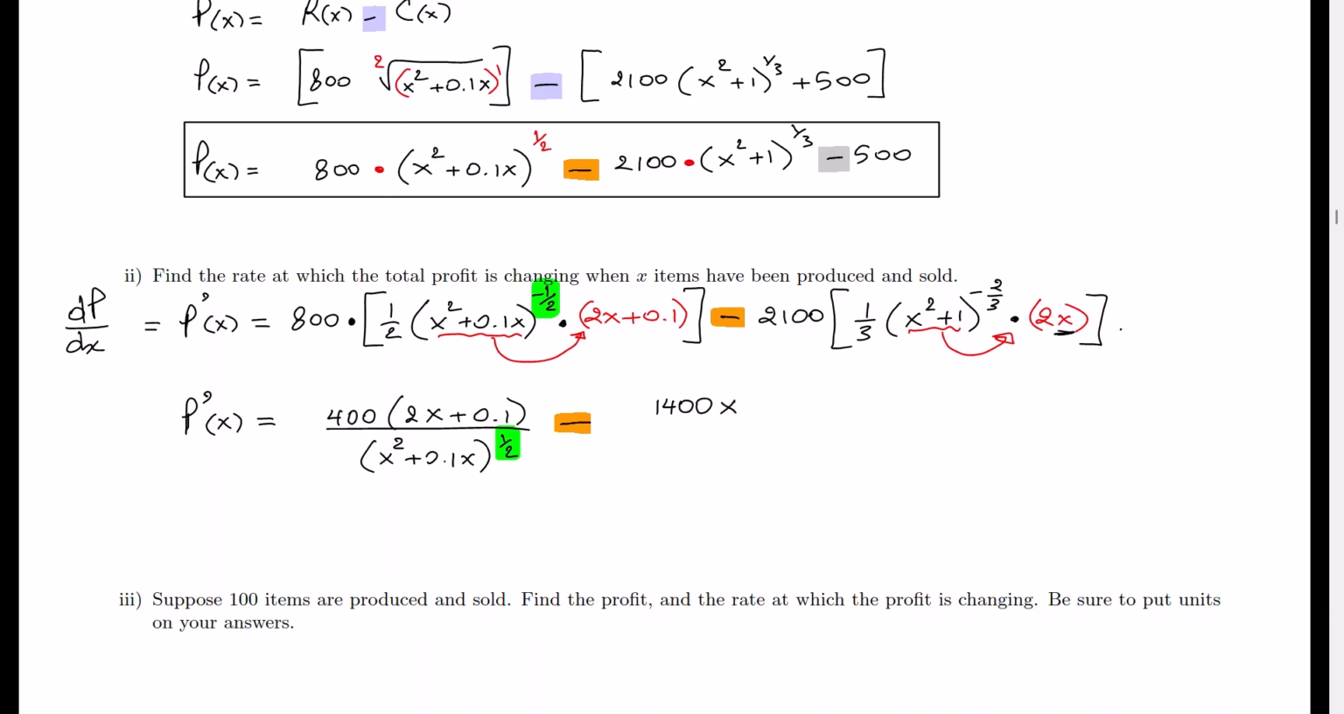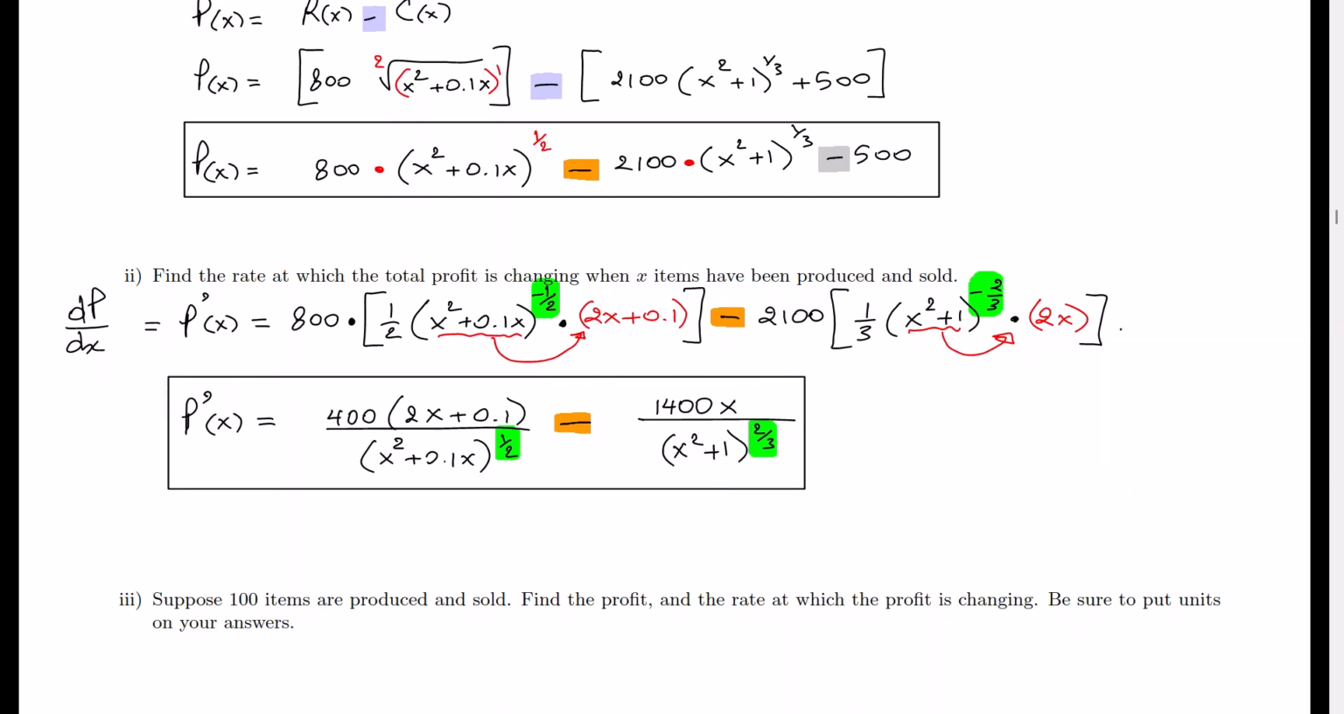And the last thing I'm going to do here is write the base x squared plus 1 on the denominator with power 2/3 instead of negative 2/3. So it used to be negative on the numerator; I write it on the denominator with a positive exponent. So that is it. That is my derivative with the prettiest shape it can be in, basically.